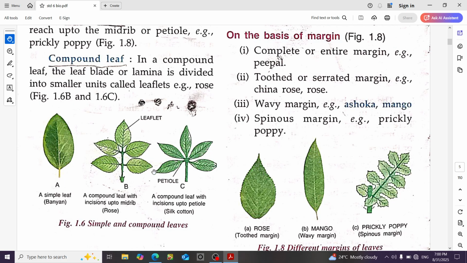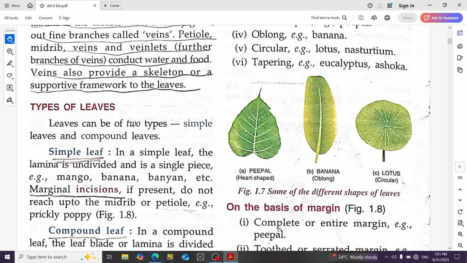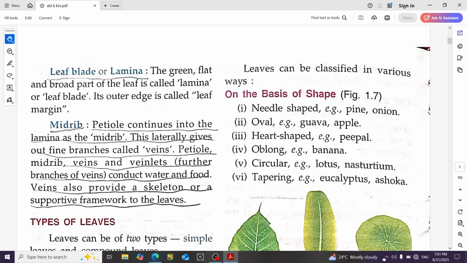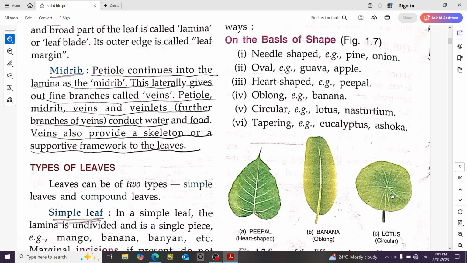Observe the diagram carefully. You can understand the difference. Compare them. See the size. See the midrib. These are called leaflets. Now, let's read ahead. On the basis of shape, we can classify leaves as needle shaped, oval, heart shaped, oblong, circular, and tapering. Examples are written in front of it. Have a look at it. Needle shaped is pine, oval is guava, heart shaped is peepal, oblong is banana, and so on.